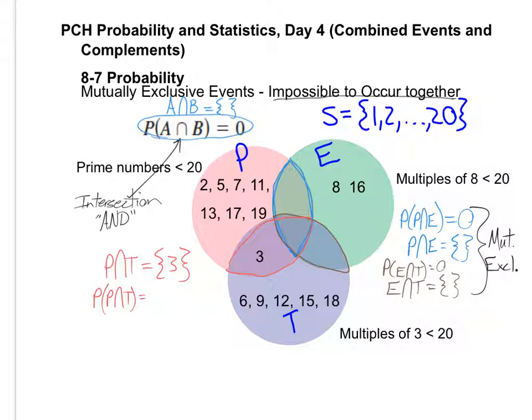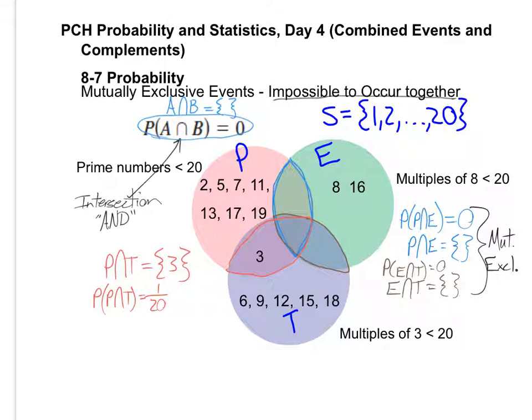something in that set? 1 over what? 20. Very good. There's 20 whole different numbers in our sample space. Does that make sense?